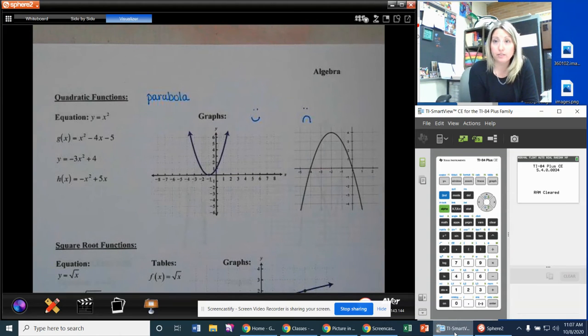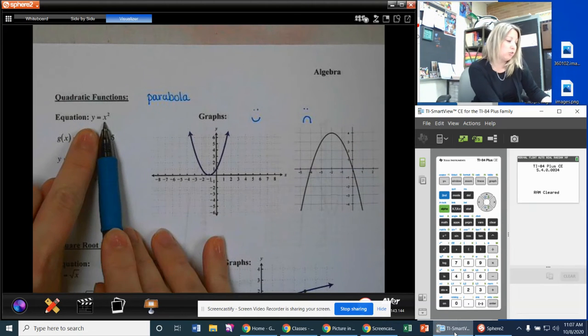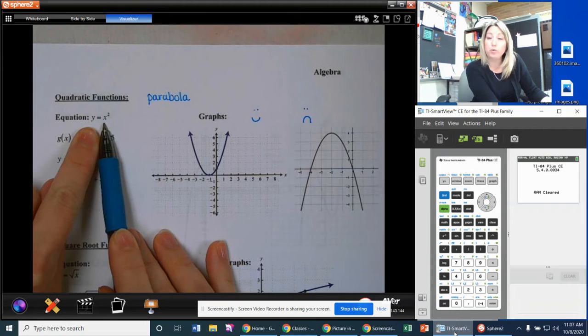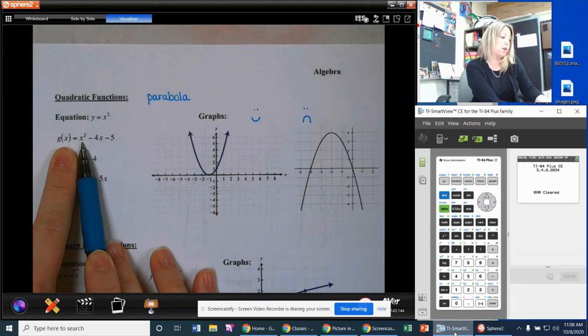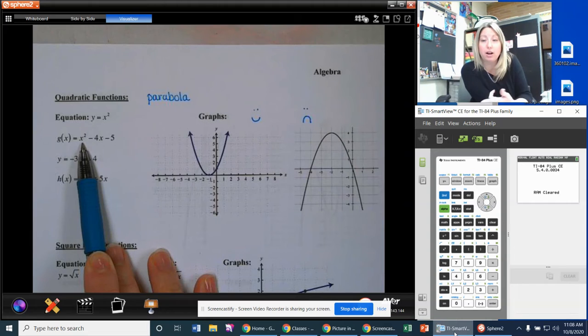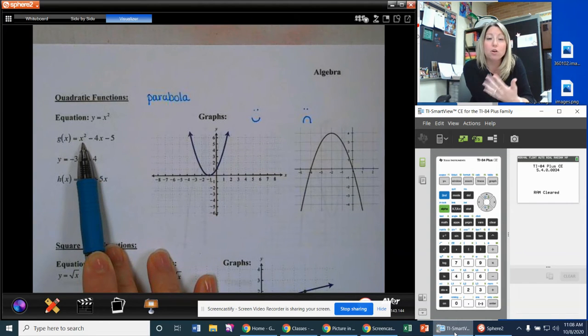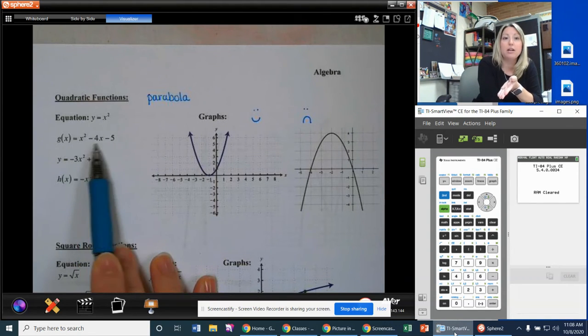Parabolas, quadratic functions, have the highest exponent on their x as an x squared. So to have a quadratic function, one of your x's has to be squared in your equation. The basic quadratic function is y equals x squared. Notice nothing else around, but you could end up seeing something like x squared minus 4x minus 5. But notice the biggest exponent on our x is an x squared. In order to have a quadratic function, x has to be squared, and that has to be the biggest x exponent in your equation.